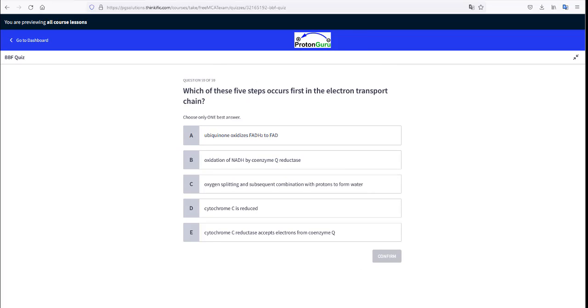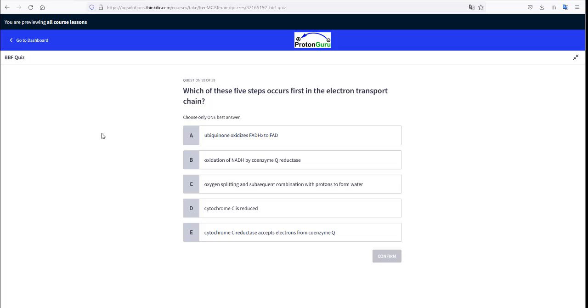And finally, our last question. Which of these 5 steps occurs first in the electron transport chain? Now, if you've memorized each of the steps of the electron transport chain, it's a pretty important process, you could probably pick this out relatively quickly. But you can also use some of the vocabulary within the answer itself to help provide some hints to you. You should always try to utilize this to help you do a process of elimination on questions if you can.